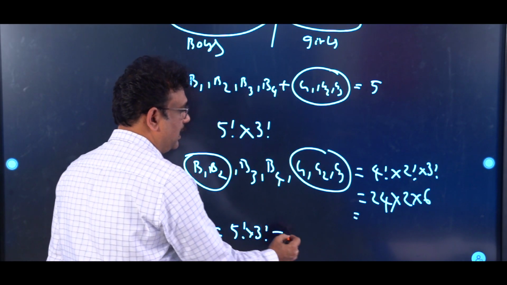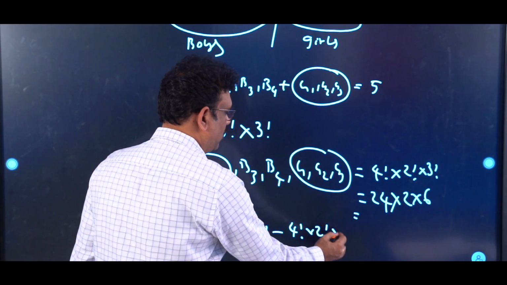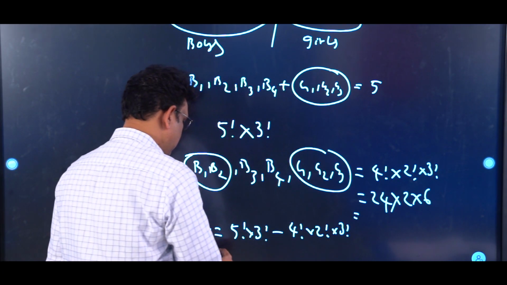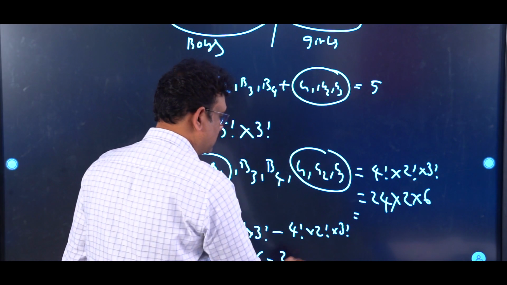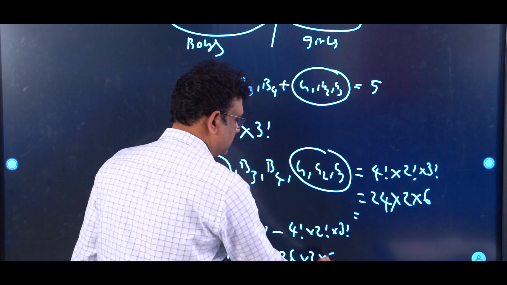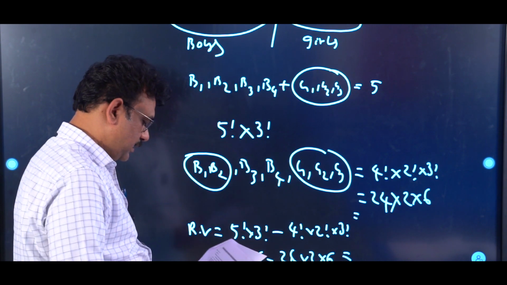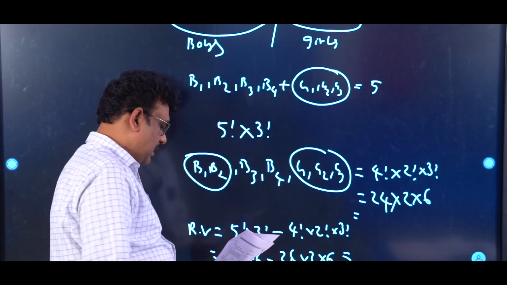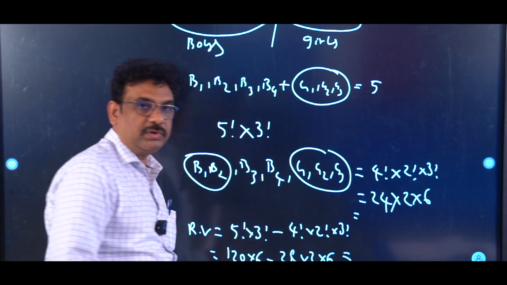into 3 factorial minus 4 factorial into 2 factorial into 3 factorial. So 120 into 6 minus 24 into 2 into 6. So that is equal to 432. So these are the required arrangements. That is equal to 432.